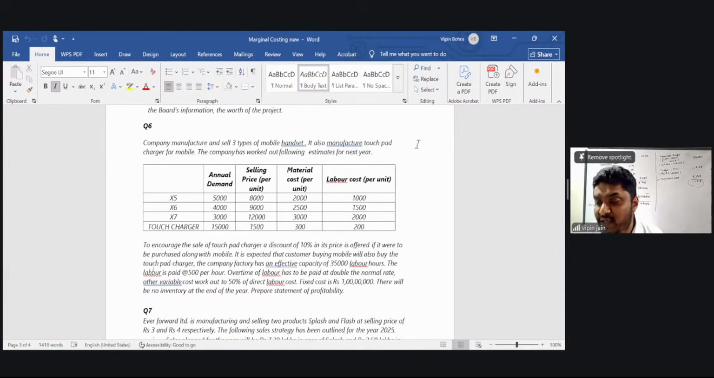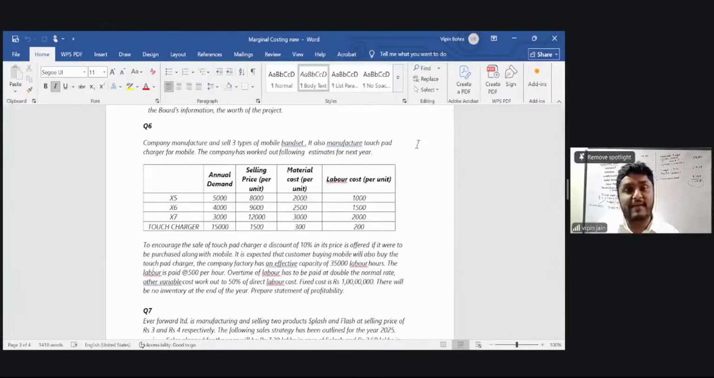So out of 15,000 chargers, see, 5 plus 4, 9 plus 3, 12. 12,000 chargers are sold at a discount of 10%, and the remaining 3,000 chargers will be sold at MRP, that is 1,500 rupees. Now the company has an effective capacity of 35,000 labor hours. The capacity is only 35,000 labor hours. So we have to check this.